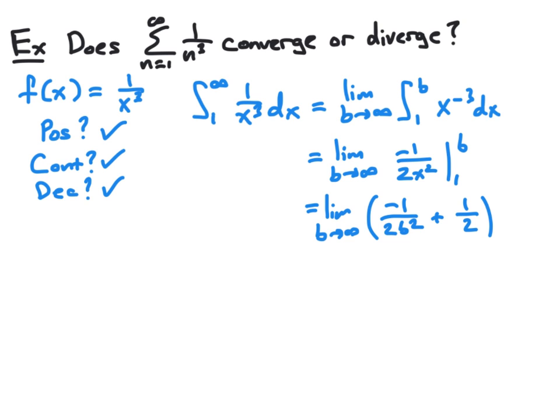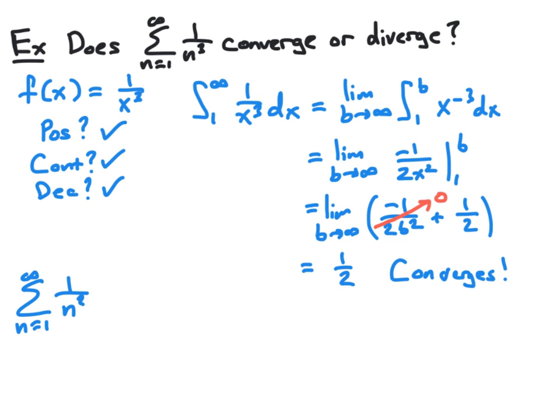When we take the limit as b goes to infinity, our first term here will go to 0 since that denominator will get very large. And so we're left with just the limit of the constant 1/2, which is equal to 1/2. Therefore, our improper integral converges because we get an actual value here. It converges to the number 1/2. And so based on the integral test, we know that our series will have the same behavior. So the series n equal 1 to infinity of 1 over n cubed is going to converge by the integral test.